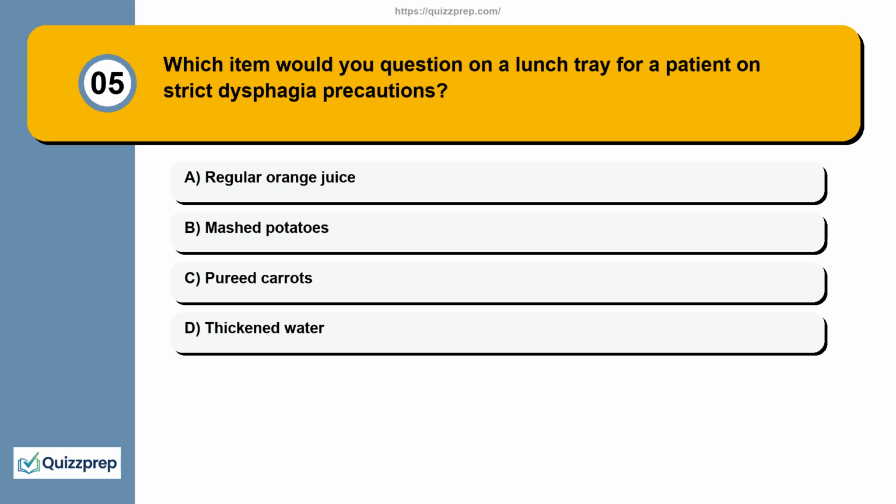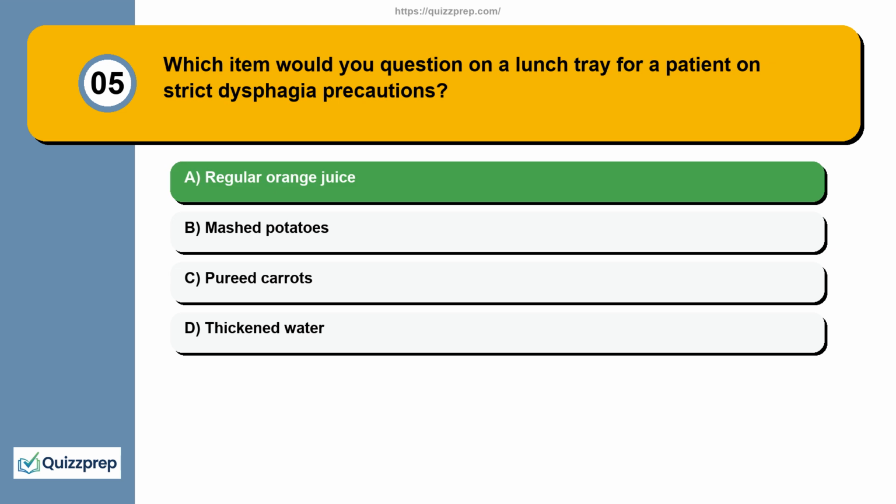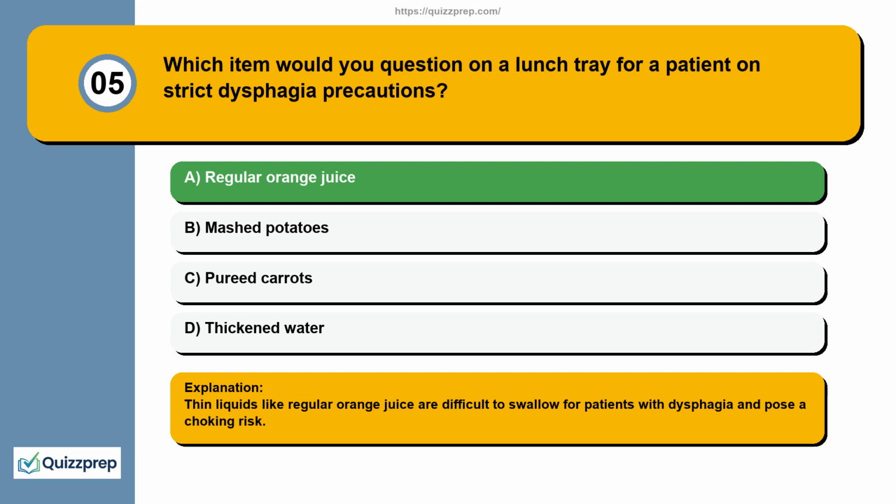Question 5. Which item would you question on a lunch tray for a patient on strict dysphagia precautions? Regular orange juice, mashed potatoes, pureed carrots, thickened water. Thin liquids like regular orange juice are difficult to swallow for patients with dysphagia and pose a choking risk.